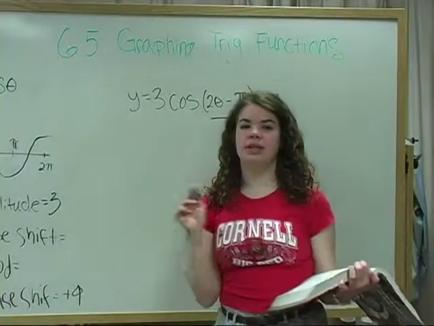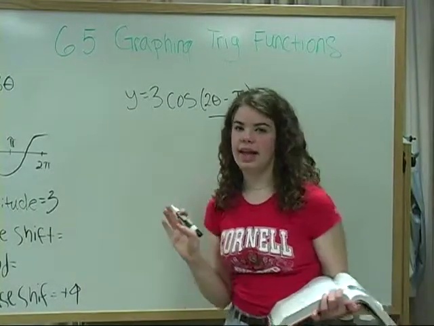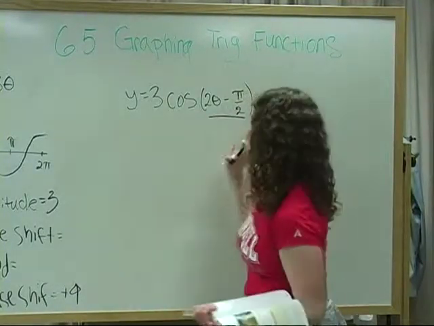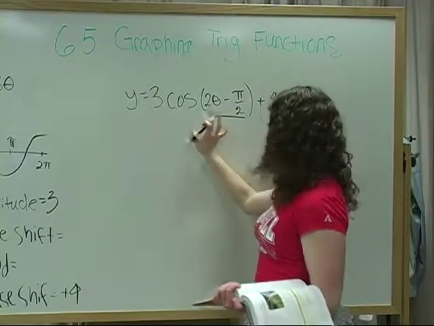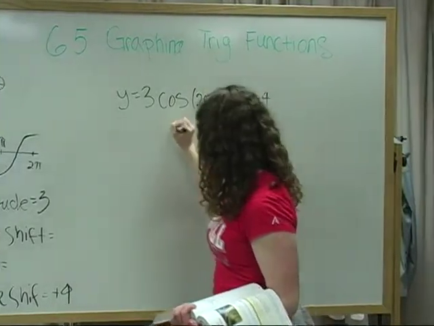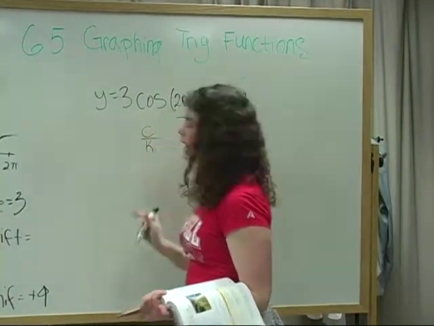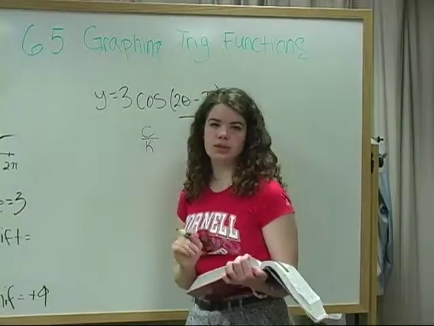Okay, we are going to be dealing with the variables C and K. C and K can be found inside your equation right here, in this parentheses part. C over K is your horizontal phase shift.